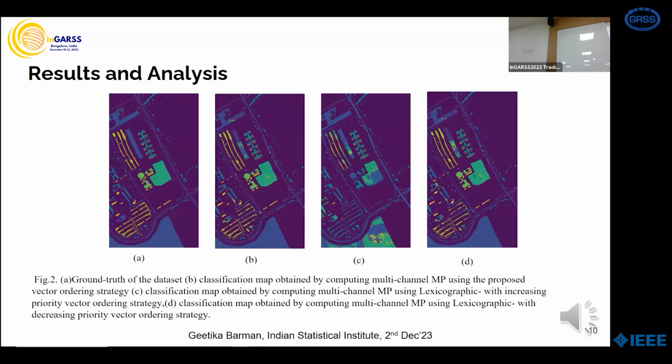To further evaluate our proposed method, we compare the classification results obtained using our strategy against two other widely accepted vector ordering strategies. One is lexicographic ordering with increasing priority, and the other is lexicographic ordering with decreasing priority, with the multivariate morphological profile. The corresponding classification maps for all three methods, along with the given ground truth map, are shown in this figure. A is the ground truth of the dataset, and B corresponds to the classification map obtained by computing the morphological profile using the proposed vector ordering strategy. C is the classification map obtained using lexicographic ordering with increasing priority, and D is the classification map obtained by computing the multi-channel morphological profile using lexicographic ordering with decreasing priority.